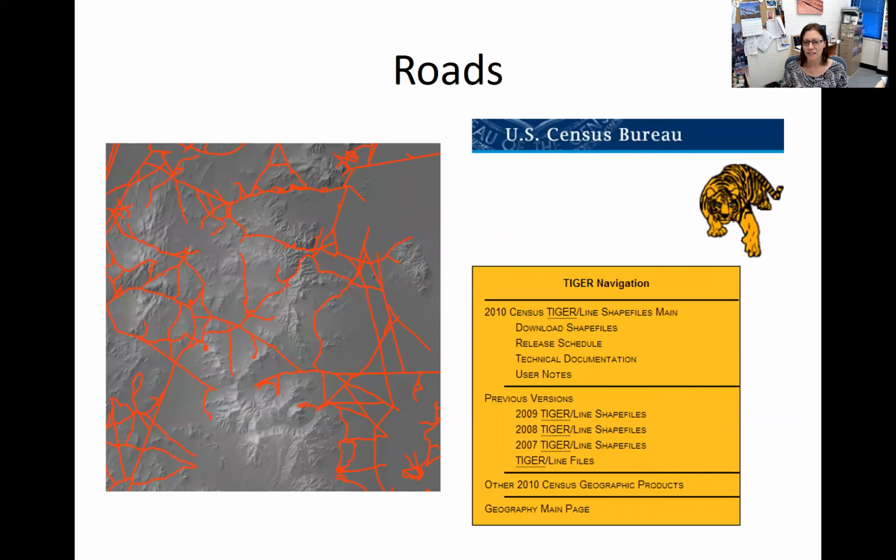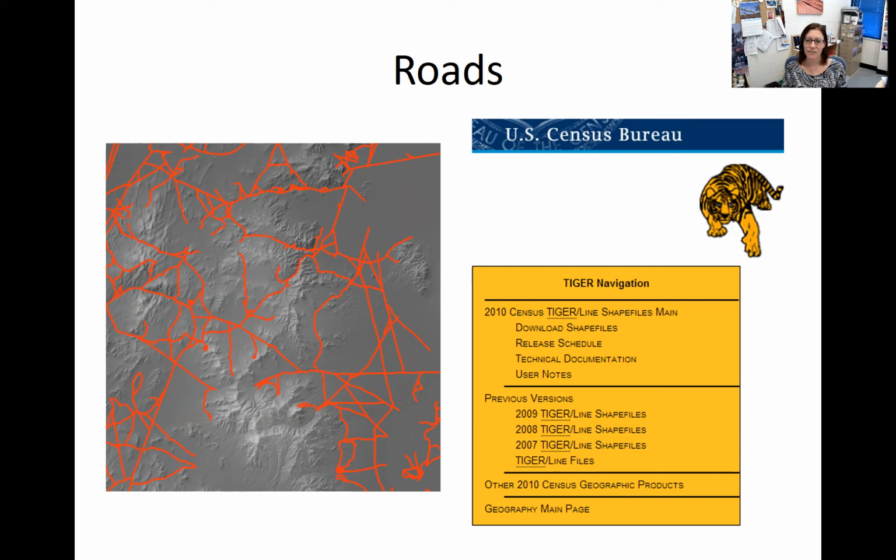Another really nice thing that's available from the census website are roads. So one of the things that the census has to be able to do in order to mail you one of those census forms is to know your address. And in order to know your address, they need to know all of the roads in the US.